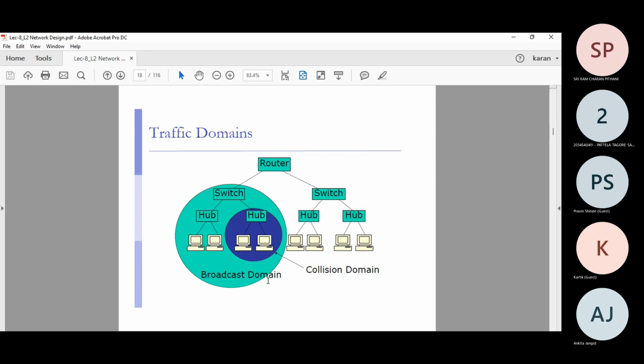A hub creates collisions because the same packet is communicated to every node. But in the switch scenario there is a broadcast domain. They forward broadcasts to other ports and store the MAC address with the port number. So that is a traffic domain.